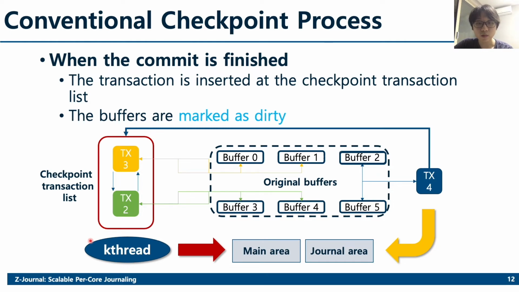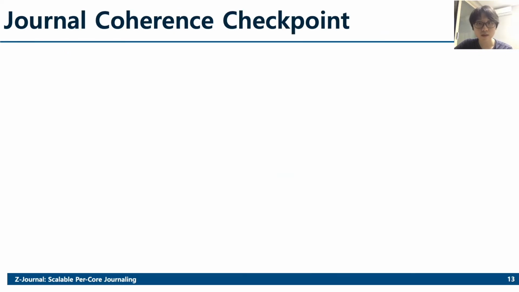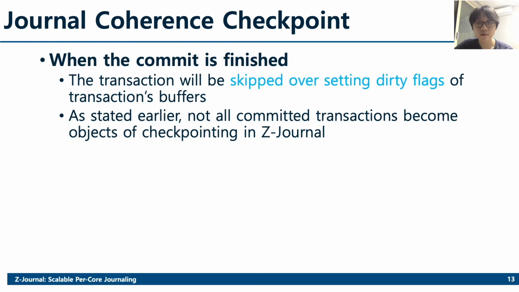There is always only one original buffer with up-to-date status in the checkpoint transaction, so the order in which it is written is irrelevant. Z-journal's journal coherence checkpoint also marks buffers as dirty to be checkpointed, and it's the same as before that the write back thread works on. However, unlike before, buffers of a committed transaction are not immediately marked as dirty. In other words, as I said before, not all committed transactions are objects of checkpointing.